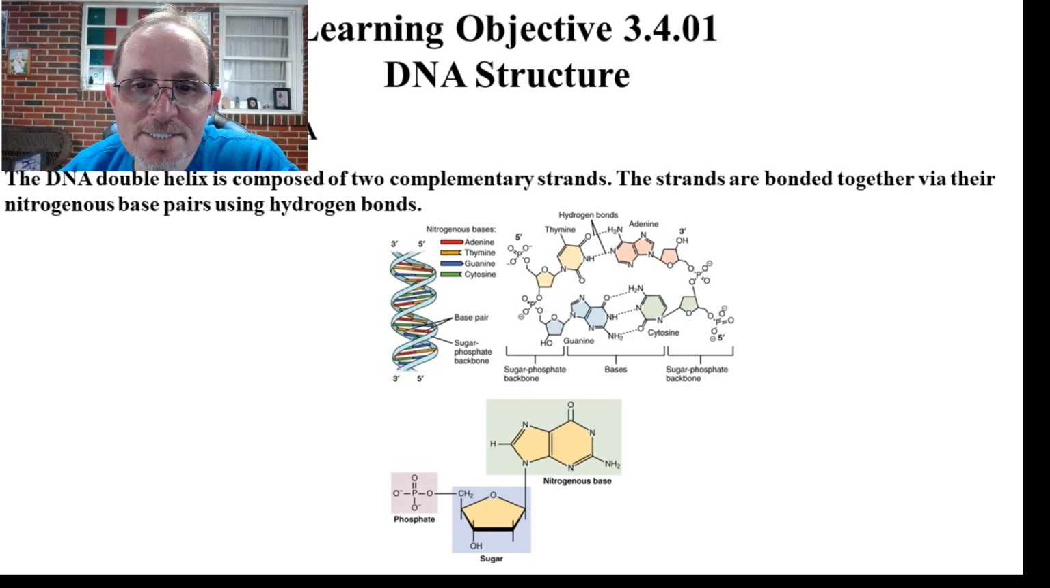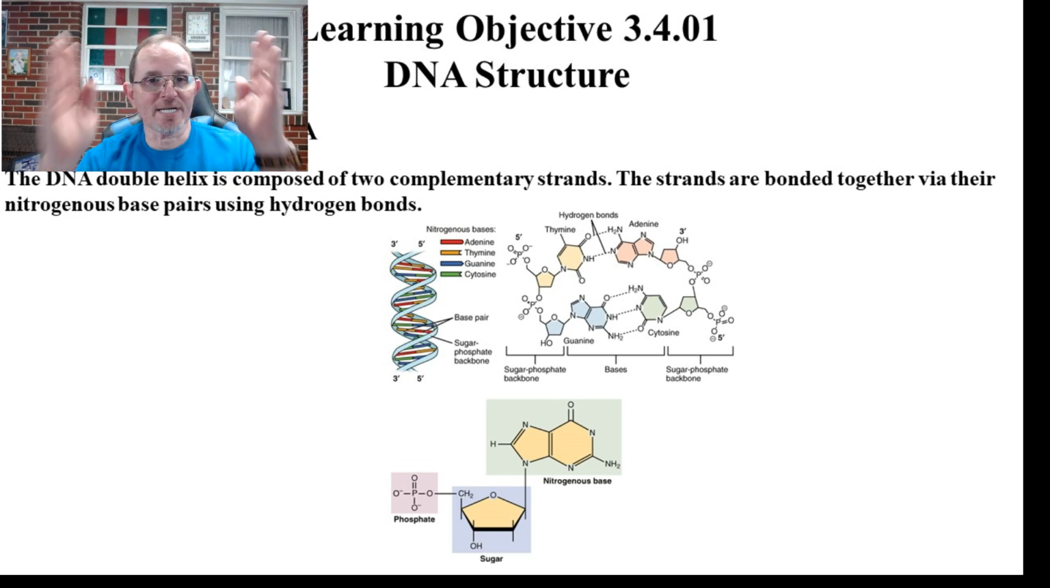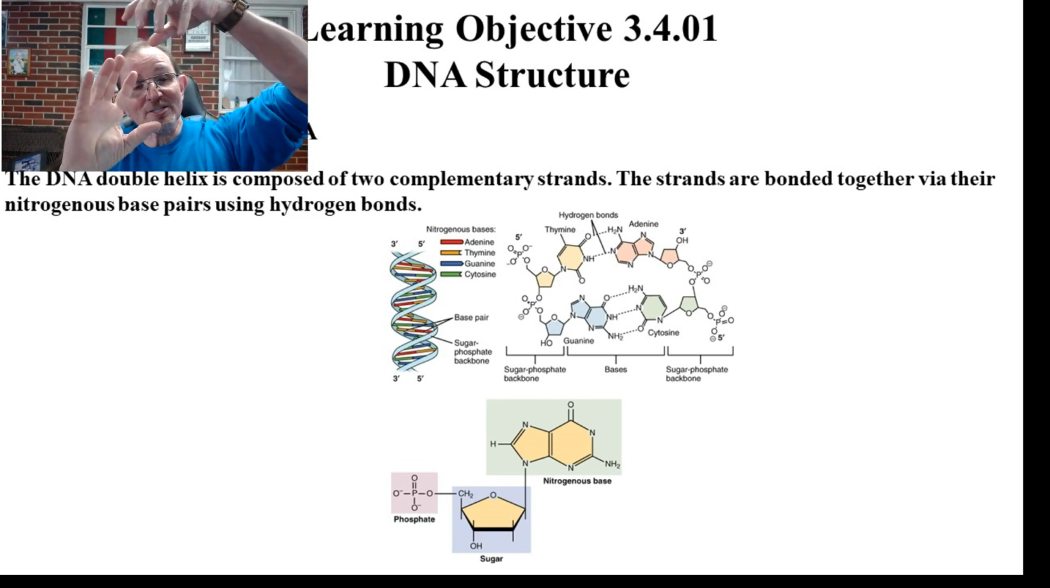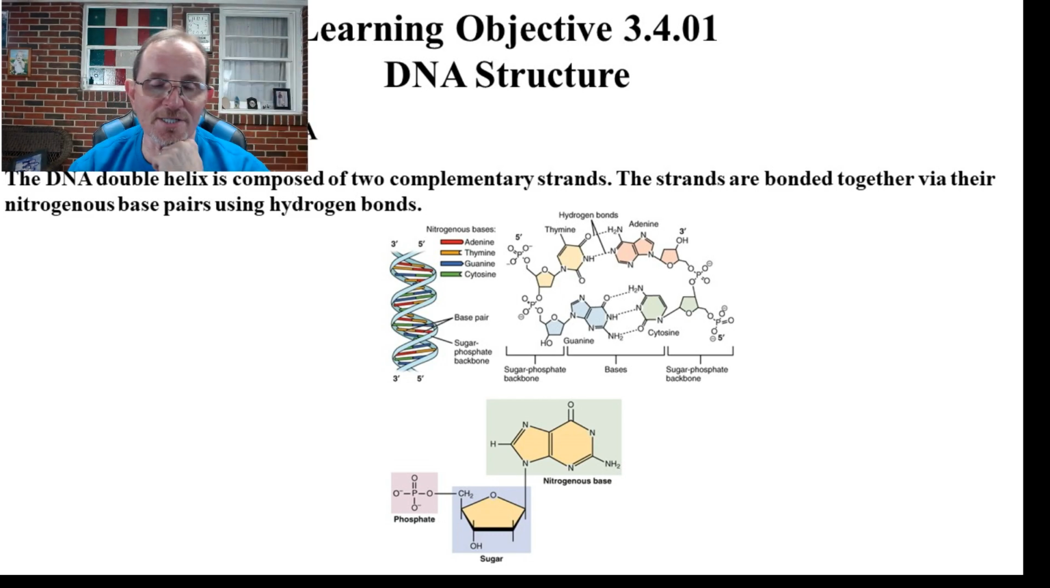Looking over there, thymine is a single ring, adenine is a double ring, guanine is a double ring, and cytosine is a single ring. So that's how these 2 strands of DNA are held together with hydrogen bonds. The hydrogen bonds are also going to cause it to twirl, making that famous double helix.